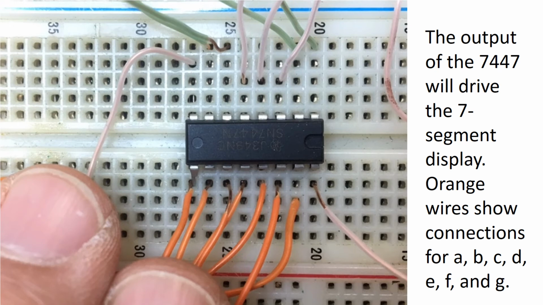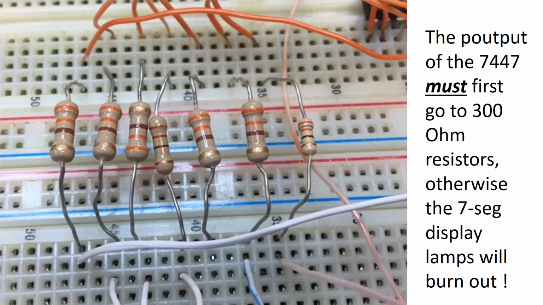So I've used orange wires here to show the connections for lowercase letters A, B, C, D, E, F, and G. And those lowercase letters, once again, are going to remind us of which of the light bulbs on the 7-segment display we're going to light up.